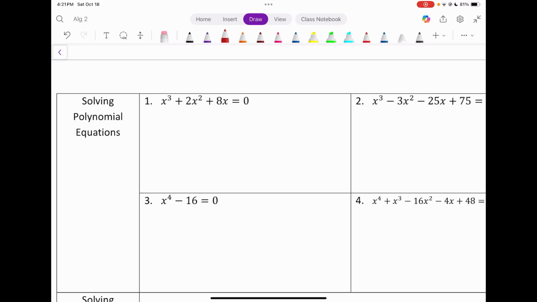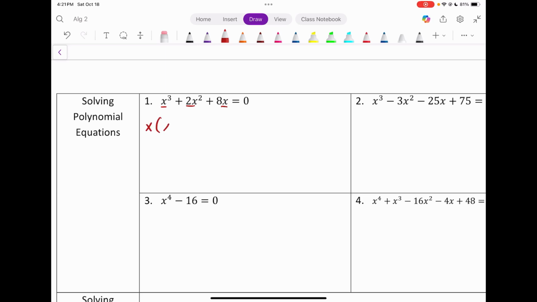To solve polynomial equations, we're going to use that same zero product property that we did before with quadratic equations. We're going to factor completely as far as we can, and then we're going to solve from there. So the first thing we try when factoring is to see if there's anything in common. Since all three of these terms have an x, we're going to factor that x out.